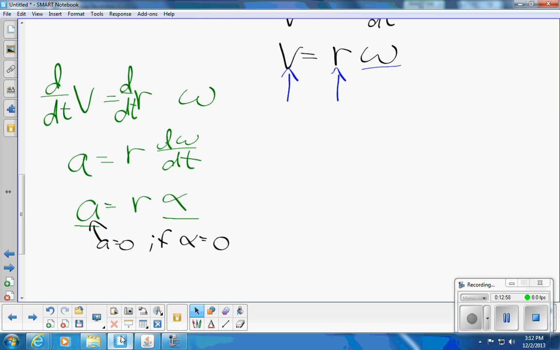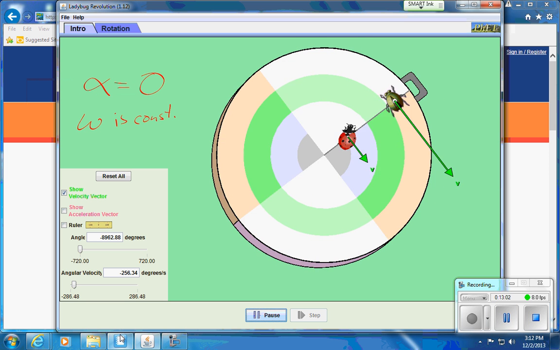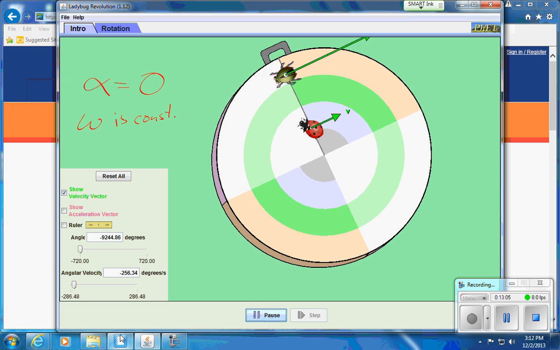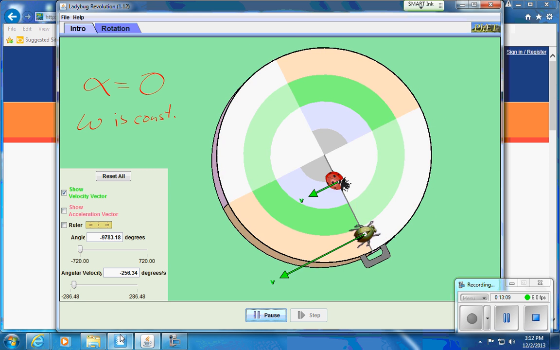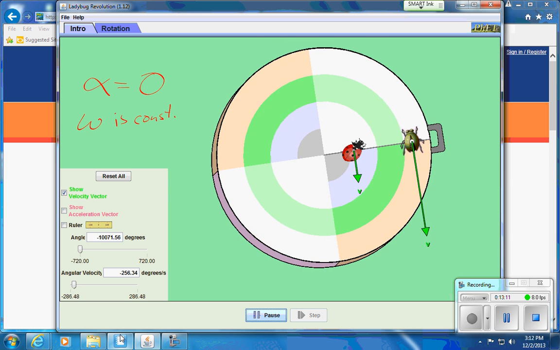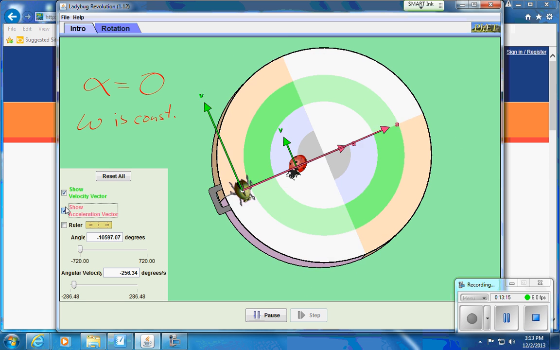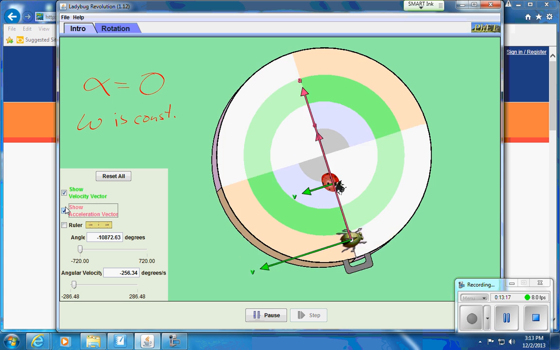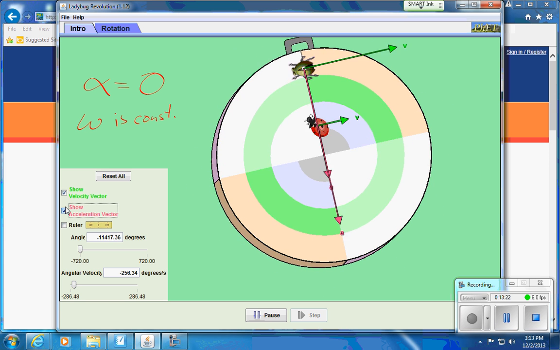And as we've just seen, this thing has no alpha, it has no angular acceleration. Does that mean that these bugs have no acceleration? Of course they have acceleration. I know that because if I show the acceleration vector on this neat simulation, I get these vectors pointing toward the center. And I also know that if you're traveling in a circular path at a constant speed, you're accelerating toward the center. We call that centripetal acceleration.